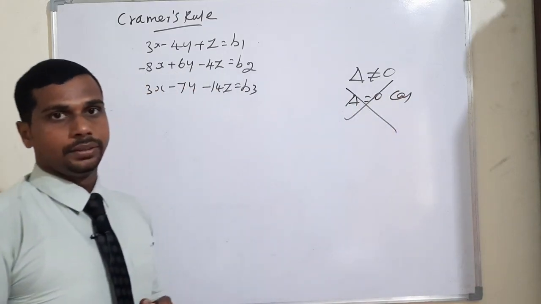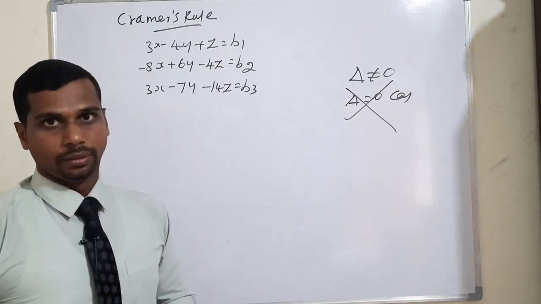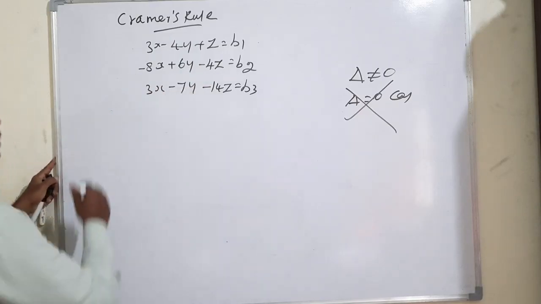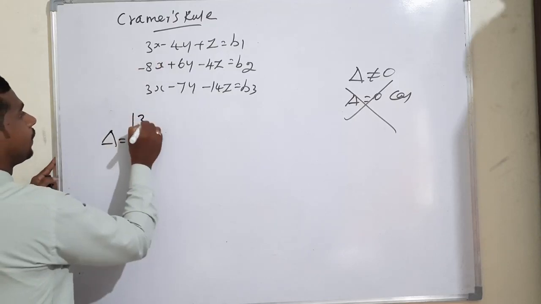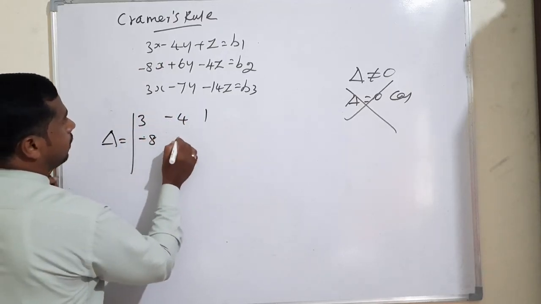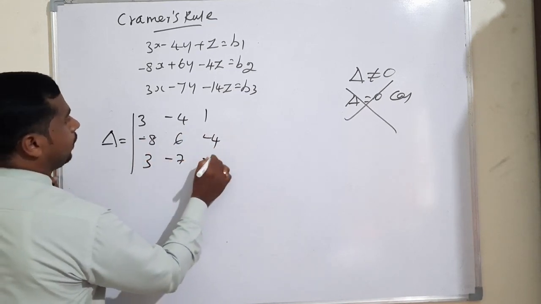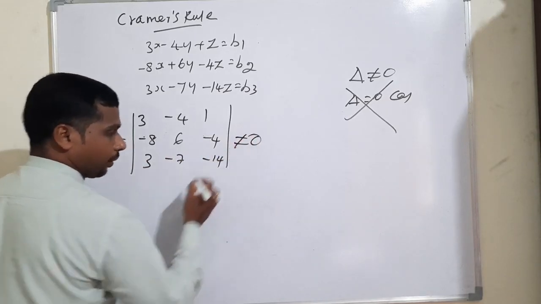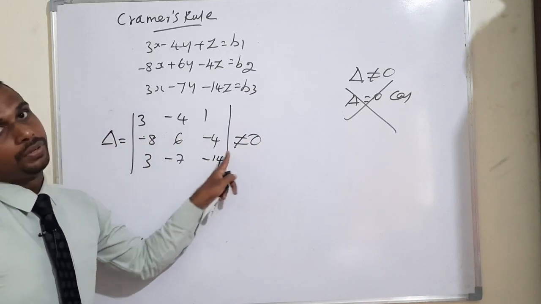Okay, it will always be a square matrix. Another point: it is always non-singular, del not equal to 0. I will prove this with an example. Consider del: what is the value? Del is 3, minus 4, 1, then minus 8, 6, minus 4, 3, minus 7, minus 14. This always is not equal to 0. After finding the determinant, it is always not equal to 0, and only then can we apply Cramer's rule.